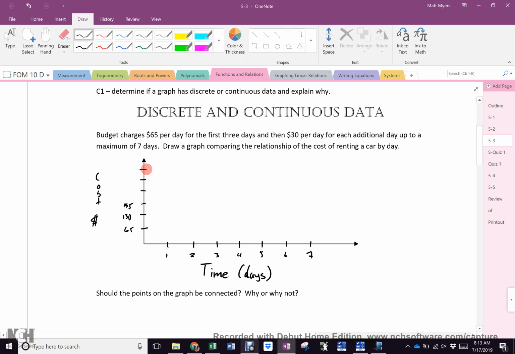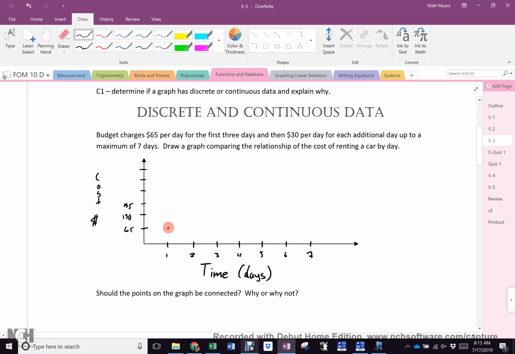Okay, what is our first piece of data? First 3 days are $65 each, right? So at day 1, I've paid $65. Agreed? So I'm going to put a dot there. It's a tiny dot because I need to discuss it. Will that dot be an open or a closed dot? What will it be?